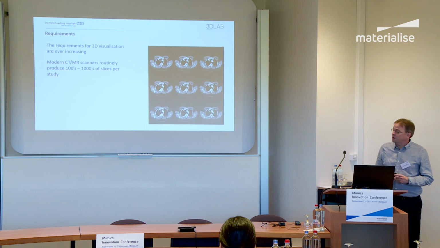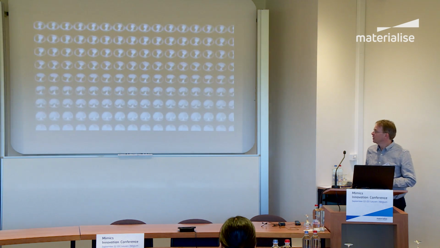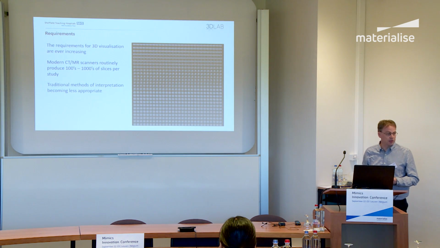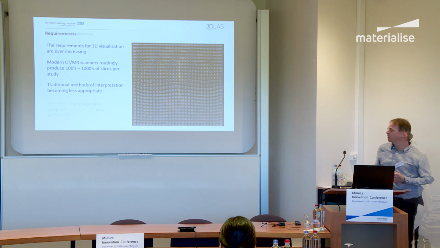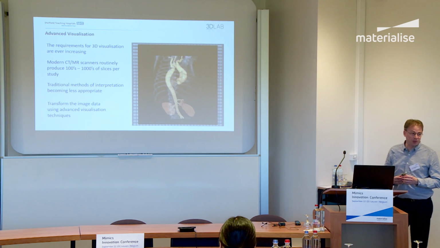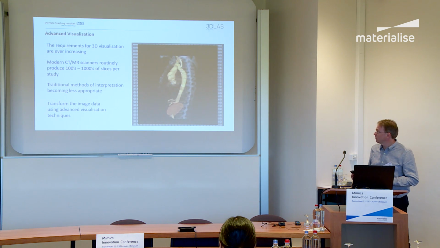So why do we need to do 3D imaging, and why is it useful to have a 3D lab? The current requirements for 3D imaging are ever increasing, and typically MR and CT studies contain hundreds, if not thousands, and sometimes tens of thousands of slices in a case. So the traditional methods of interpretation, looking at every slice individually, are becoming less and less appropriate. We need to transform this data somehow to make it more readily interpretable, such as a volume rendered data set. It's much easier to interpret the anatomy from this volume rendering.